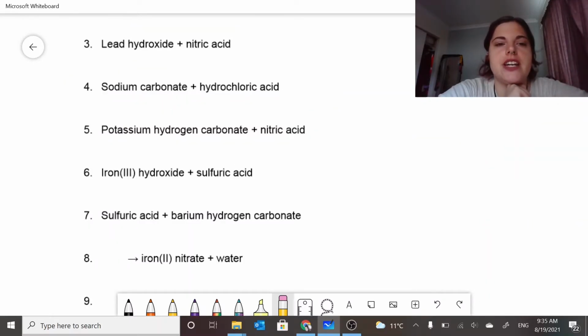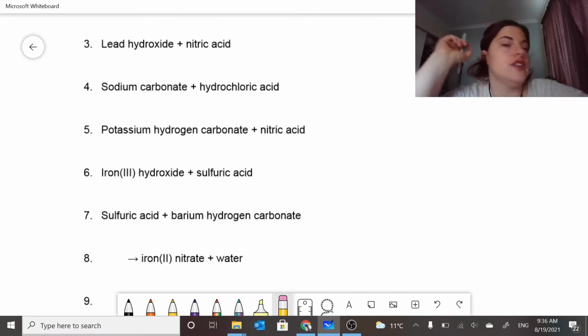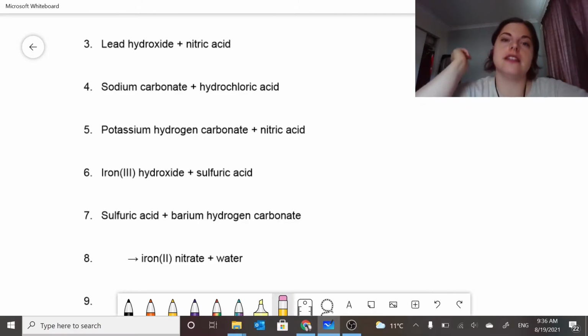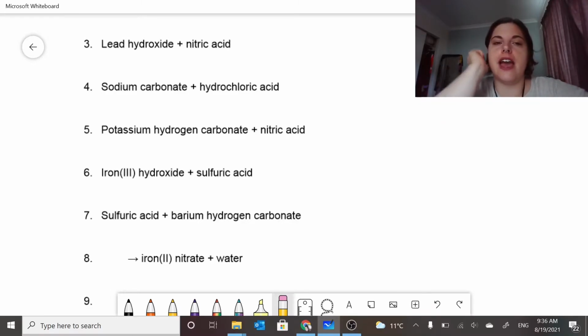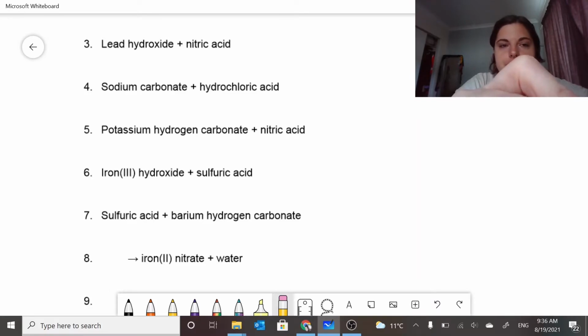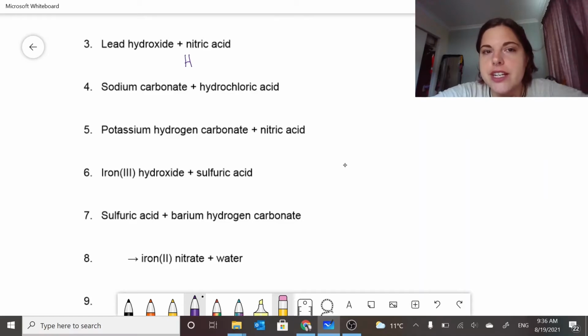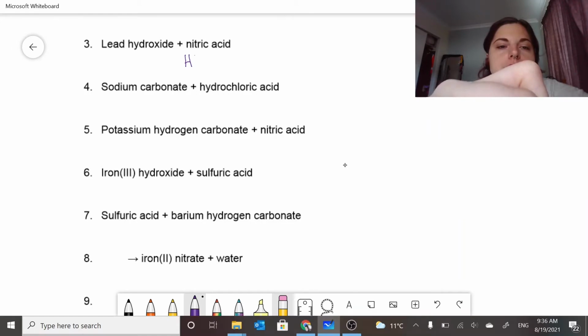We've got lead hydroxide and nitric acid. Nitric is not something that we had in our ions chart, but we know that acids must contain a hydrogen because they're hydrogen donors. So there's an H there. And in nitric, there must be a nitrogen in there. We are going to use our nitrate ion. So we've got H plus and NO3 minus.